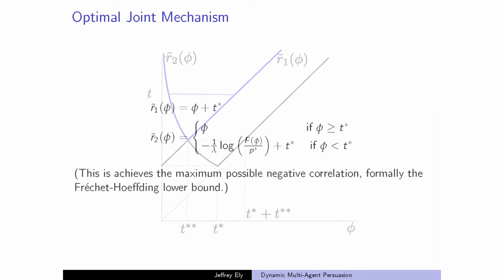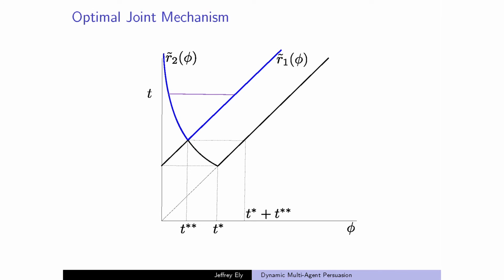Here's a picture of the mechanism. Here is the random time at which the state changes, and here are the run times of the agents plotted here. Here is r tilde 1. This is a picture of r tilde 1, and it's just phi plus t star. Here's a picture of r tilde 2. After t star, it's just phi, and before t star, it's this formula.